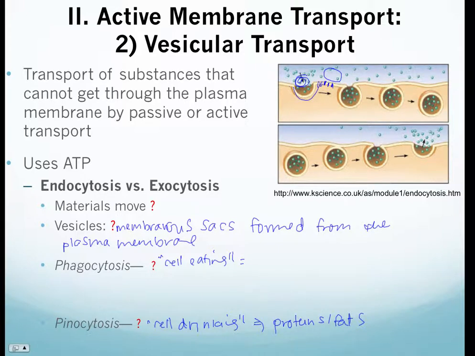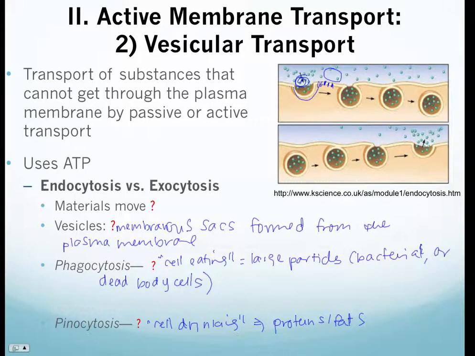Okay, that's when you do large particles, such as bacteria or dead body cells. Okay, so if the cells have died or if it has exploded or anything, you can take up some of that debris into the cell. Okay, so this is another way that we can move substances in or out of a cell via a vesicle.